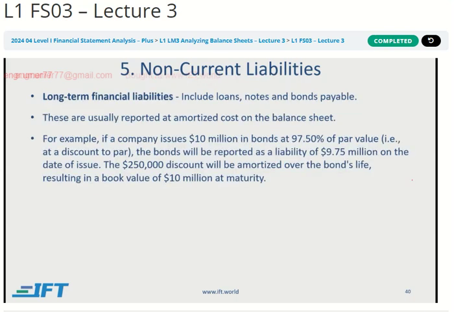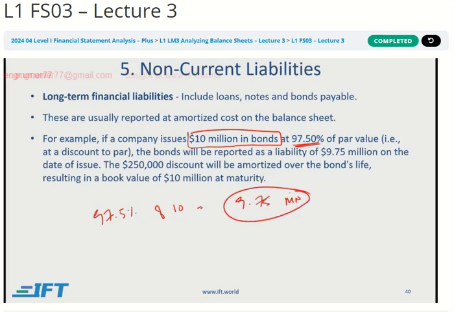Let's look at an example so that it becomes very clear. Let's say you issue 10 million worth of bonds at a discount. Why are you issuing this at a discount? Probably because the rate you're paying is less than the market interest rate. So people are not willing to give you 100% of this value. They are only giving you 97.5%. What is 97.5% of 10 million? It is 9.75 million. That is the amount of cash you will receive, and that is the amount of liability you will report.